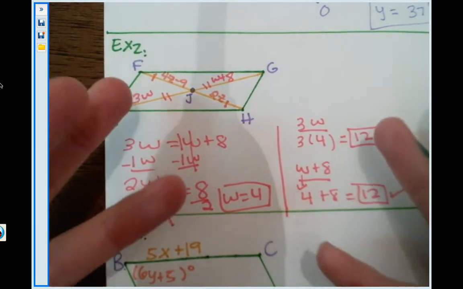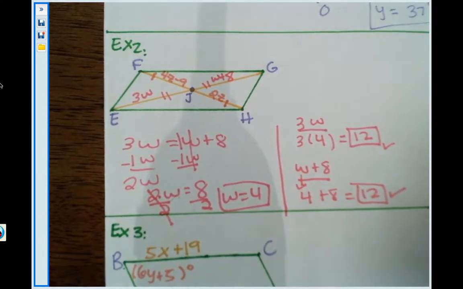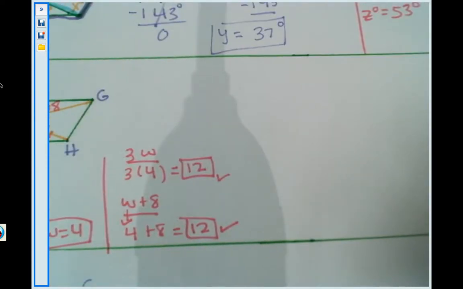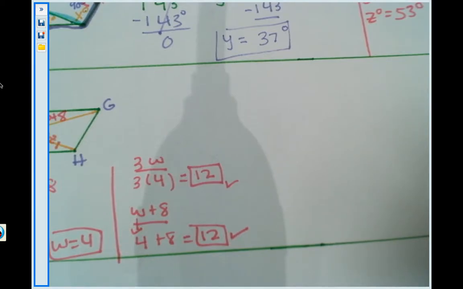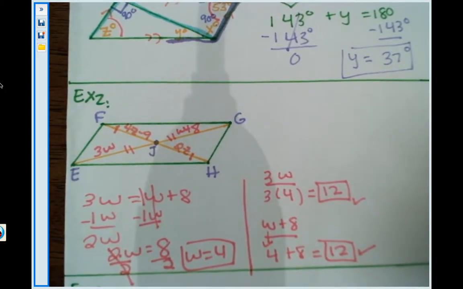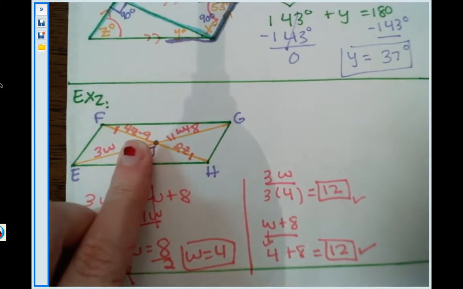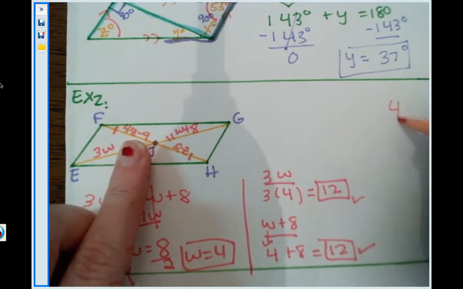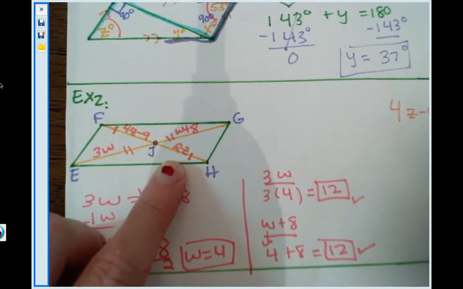So if you think you understood the W, I highly encourage that you try the Z on your own. Okay, but you can watch me if you want to. Might as well, right? Alright, so the Z's we know are also congruent, which means, like with the W's, we're going to set those bad boys equal to each other. So I'm going to say 4Z minus 9 equals the 2Z.